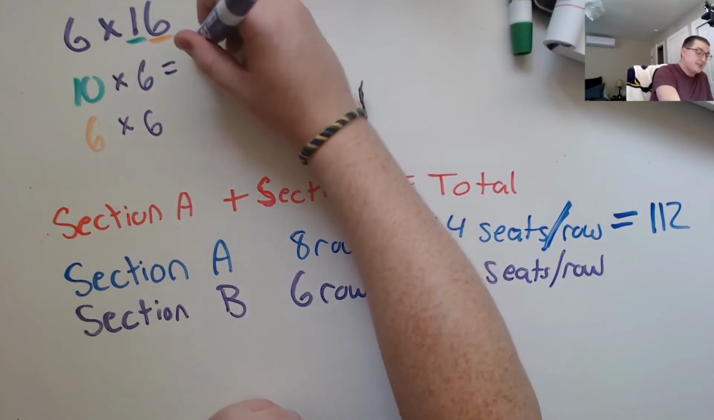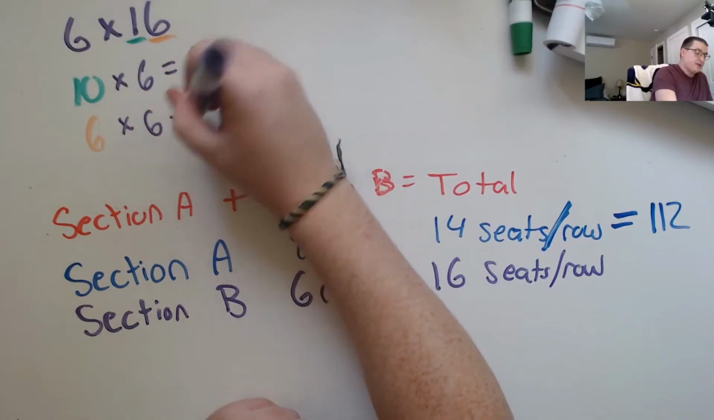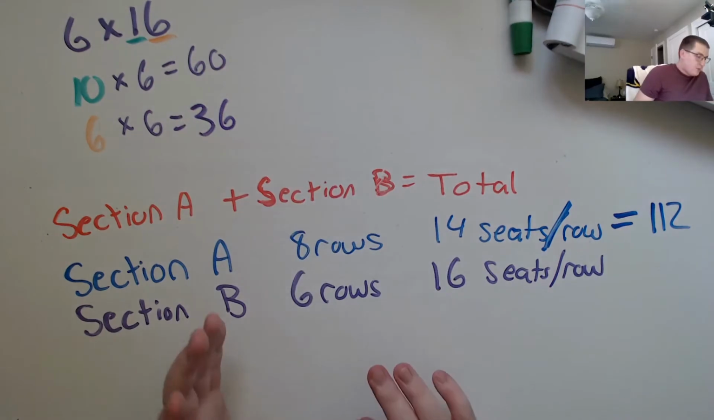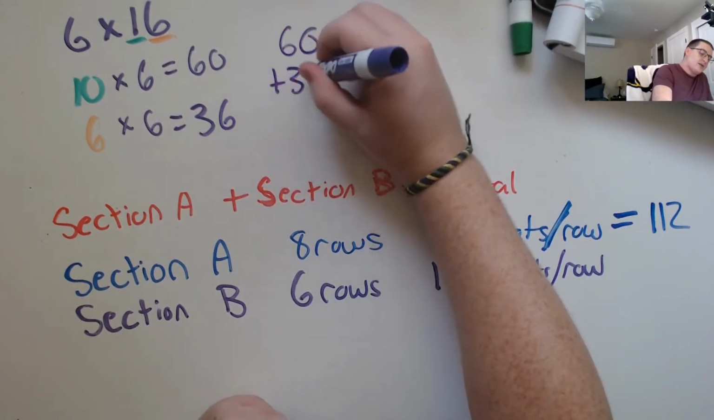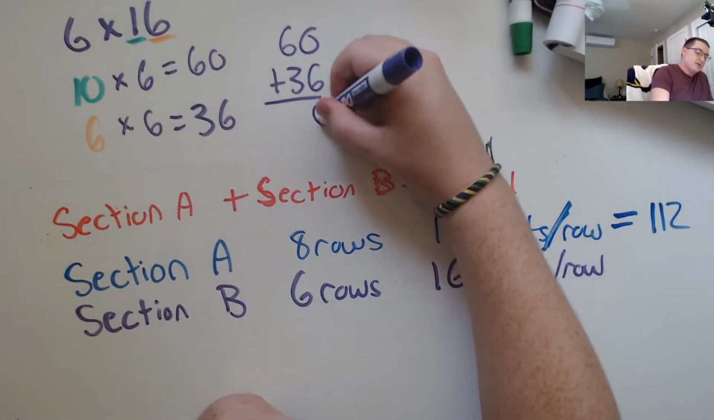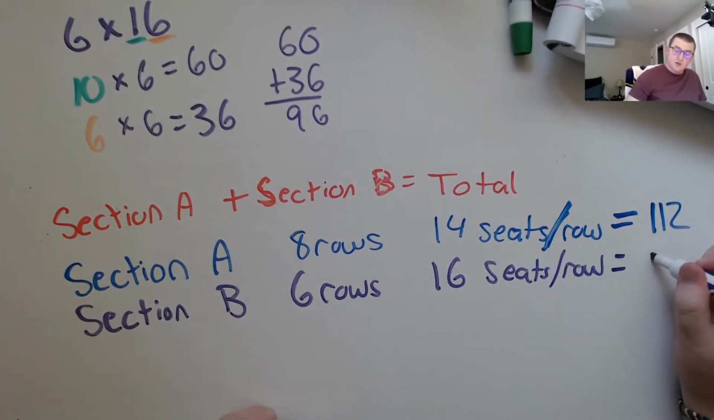10 times 6 is 60. 6 times 1 is 6. Add that 0 in the back, you get 60. 6 times 6 is 36. Simple enough, split it apart. Let's put it back together. 60 plus 36 is equal to 0 plus 6 is 6. 6 plus 3 is 9. 96. So let's put that down here as well.